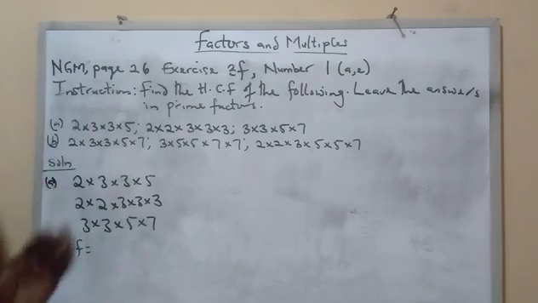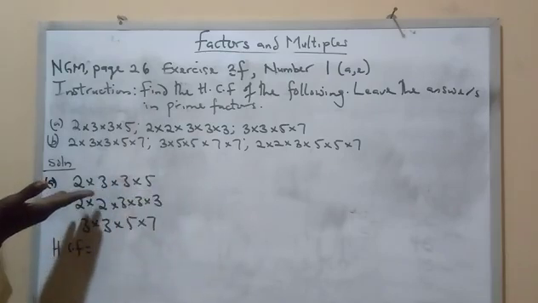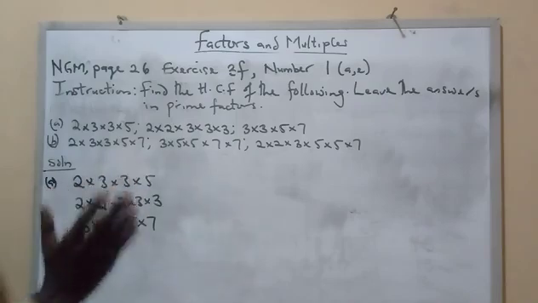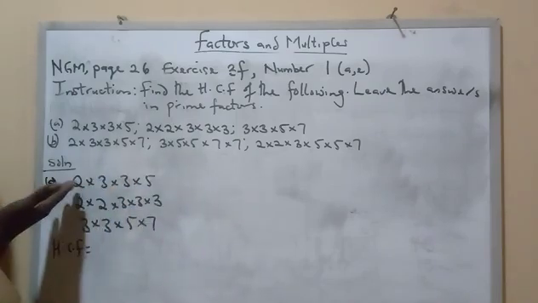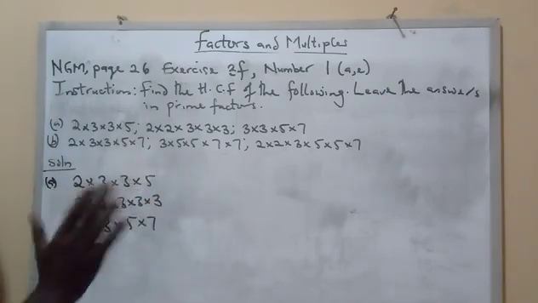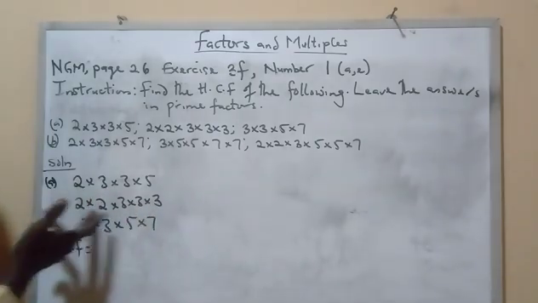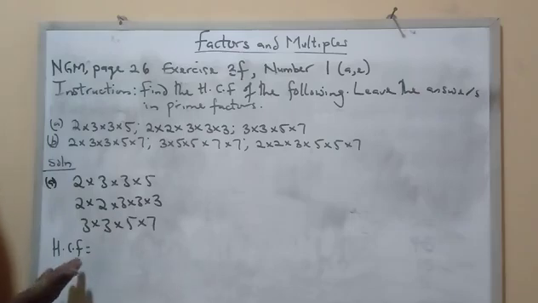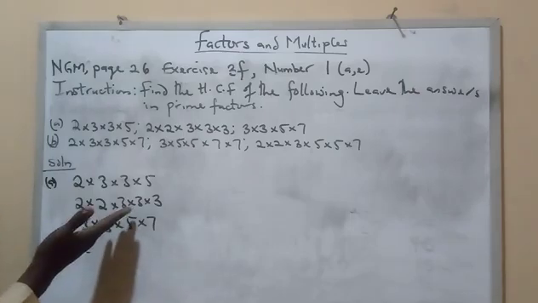These numbers are expressed as a product of their prime factors. This is a number. So if you want to get a single number, you just multiply everything. The same thing, you multiply 2 times 3 times 3 times 5, you get a single number. The same thing with this and that. So how do we find the HCF of this kind of arrangement?